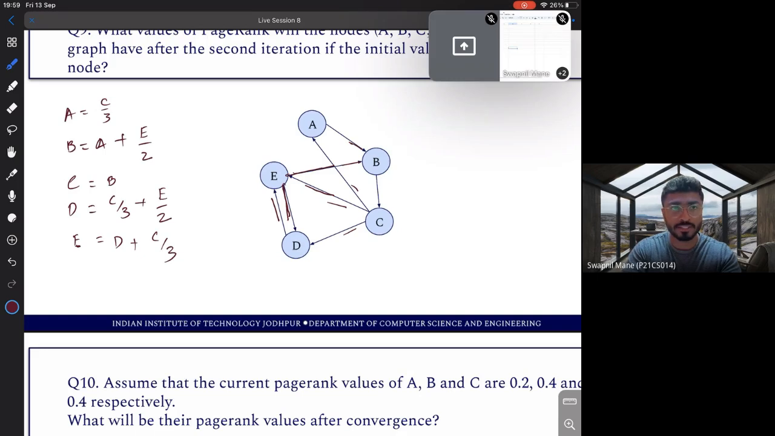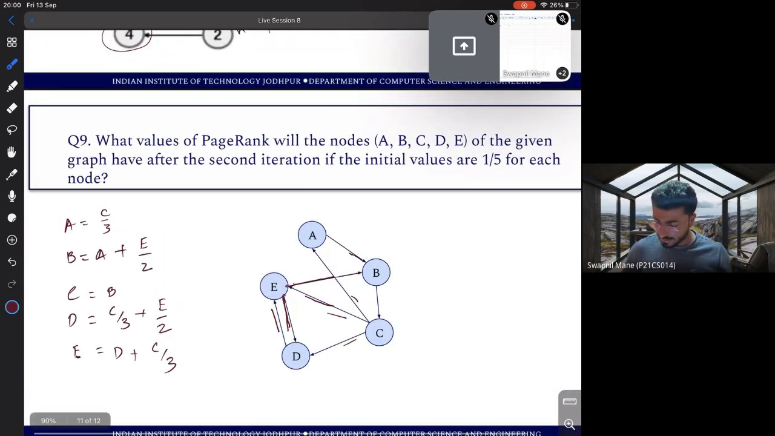So let's put the values here. We have five nodes: A, B, C, D, E. This is simple. I already covered it in the lecture, but for simplicity I will also cover it in this session. If you have any doubts or any query, please let me know. Initially, all the nodes have the value 1 divided by 5. So I am taking 1 divided by 5 here.